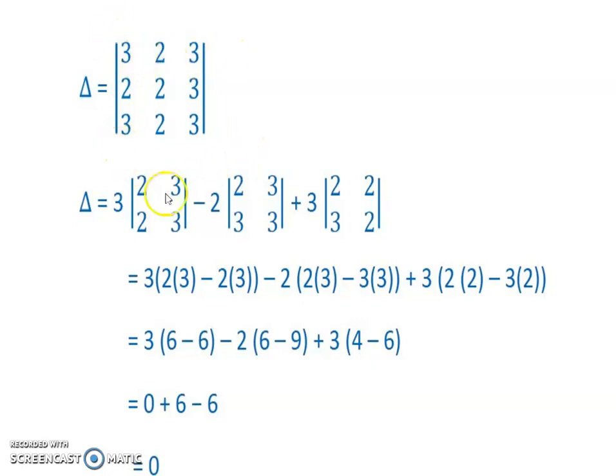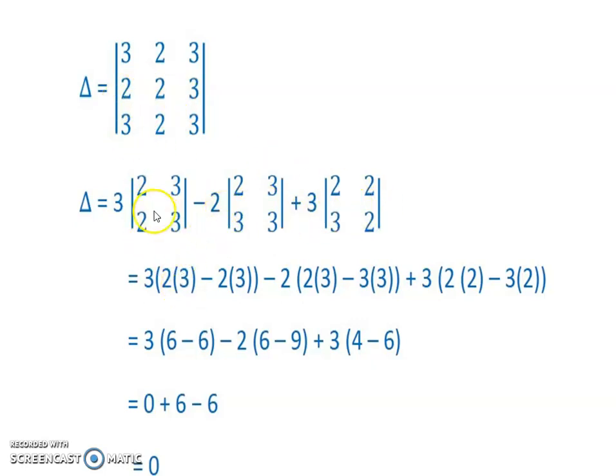First row, first column skip. So what is remaining? 2 3 2 3. I should write here. First row, second column is skip. So what is remaining? 2 3 3 3 is remaining. Next, first row, last column is skipped, so plus 3. So what is remaining? 2 2 3 2. Let us try.